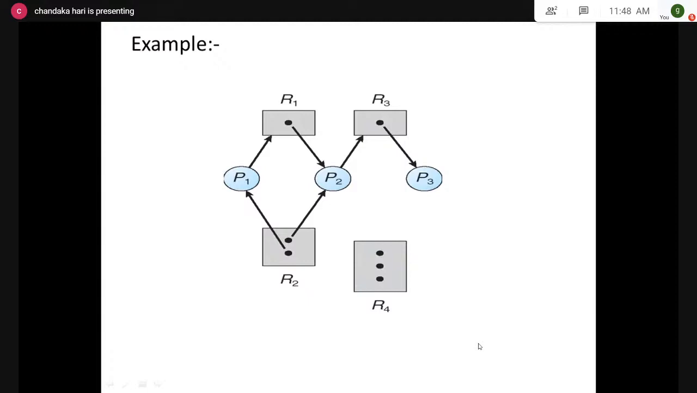Okay, now these are processes and these are resources. These are called vertices, and these are edges. This edge is called a requesting edge. Process P1 is requesting a resource R1. Now, that R1 is already allocated to process P2.